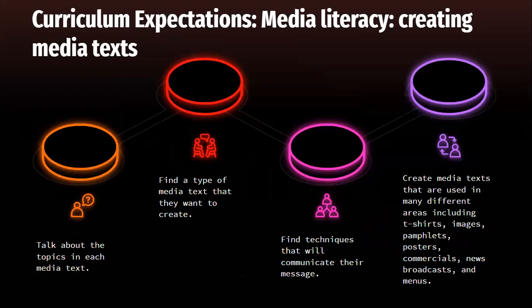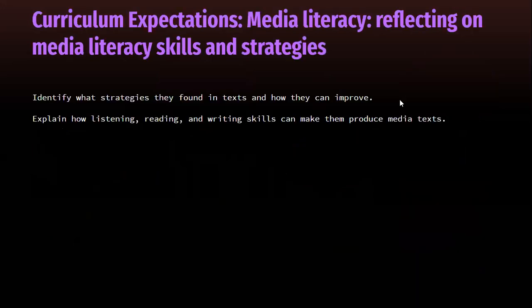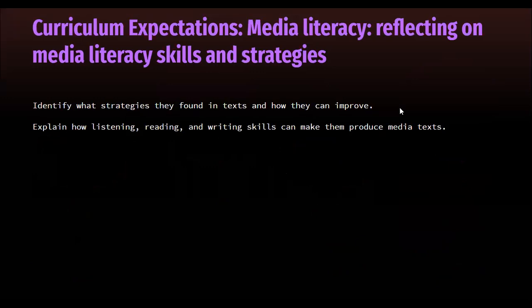And then we have to think about how to create media text and why media text is being made if it has a certain product in mind. Techniques to communicate the media text message to sell the product, and also many different forms of media text. We're going to talk about posters today for the most part, but there are many different forms, including t-shirts, images, pamphlets, commercials, and others. And then we have to look for strategies found in text and how they can be improved.